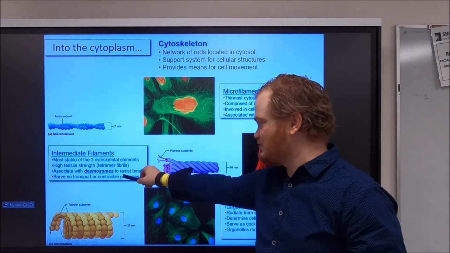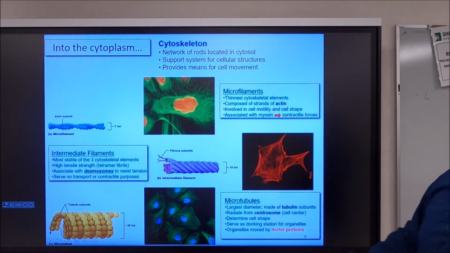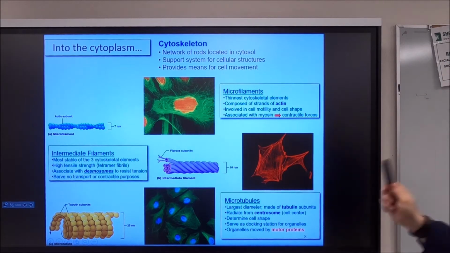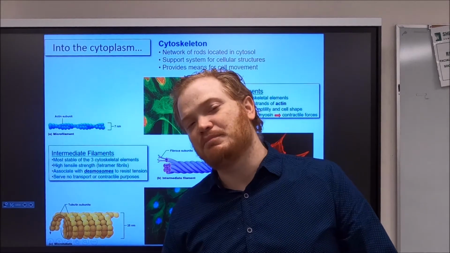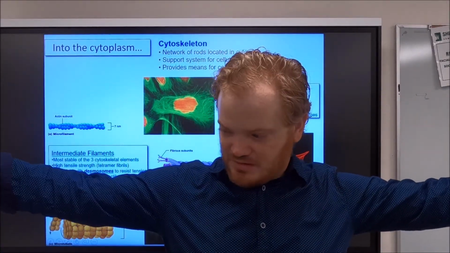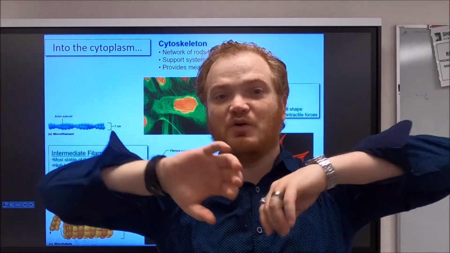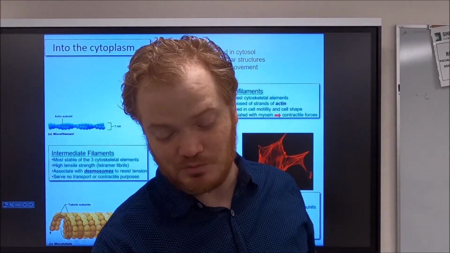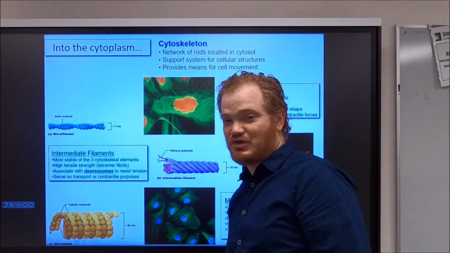Again, associated with desmosomes. And then we have the microtubules. Now, microtubules are fascinating. These are like tent poles within a cell. They are rigid. They stick out and they stay there. They don't bend. They don't flex. They're like tent poles, okay? And they hold the cell open in its general shape.